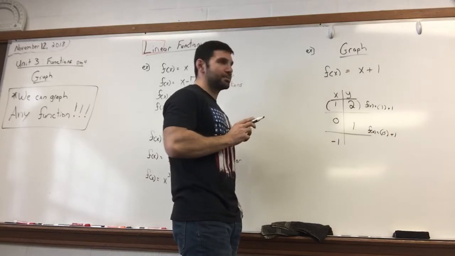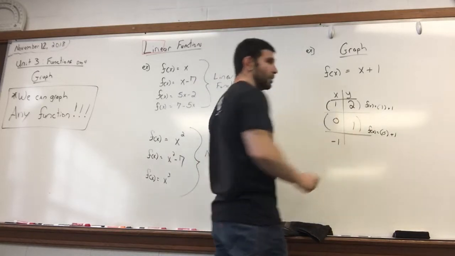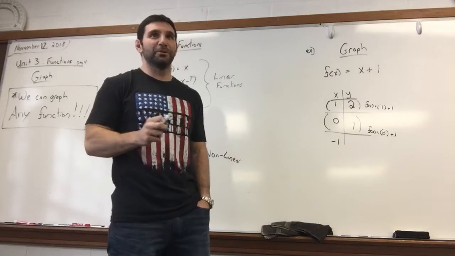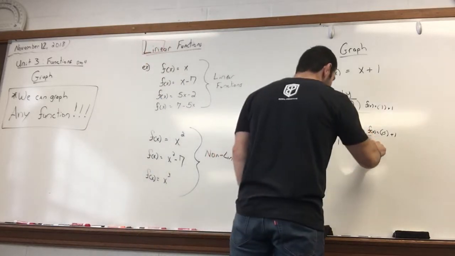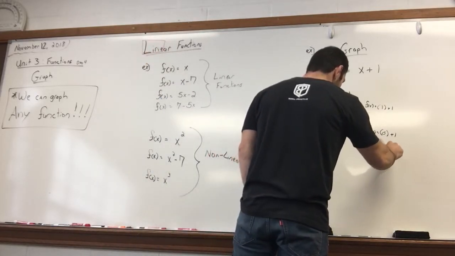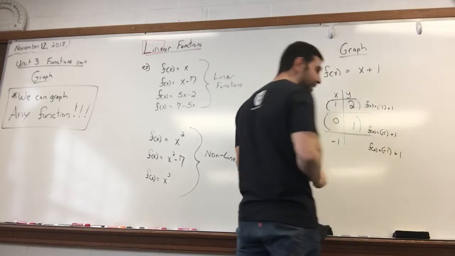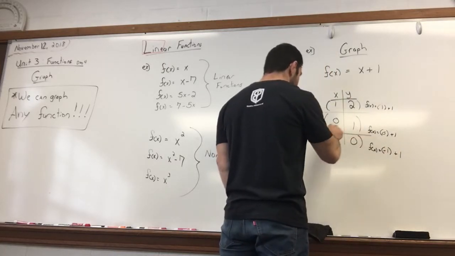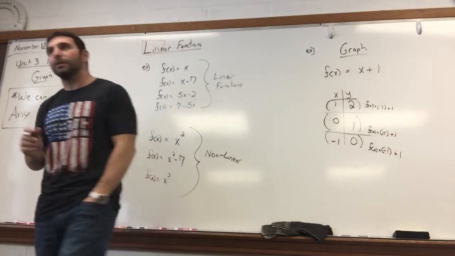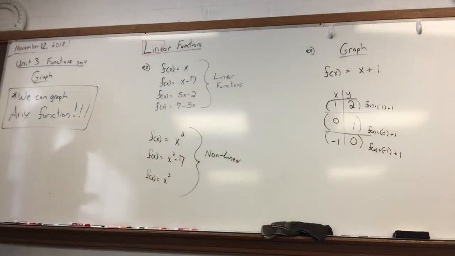You might be saying to yourself, Mr. H, this looks very similar to what we've been doing. Yes, it's exactly what we've been doing. It's a function table. So now we have f of x equals, parentheses, plus 1. What's negative 1 plus 1, which is 0. I now have 3 ordered pairs that I can graph.